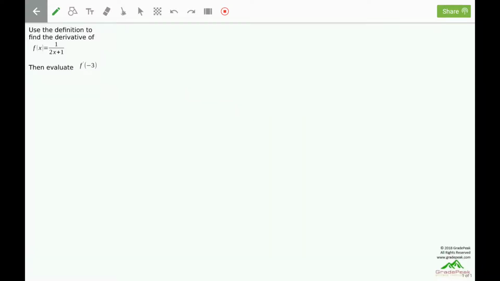Use the definition to find the derivative of f of x equals 1 over 2x plus 1, then evaluate f prime of negative 3. The first thing to do is write down the definition of the derivative. f prime of x equals the limit as h goes to 0 of f of x plus h minus f of x, all divided by h.